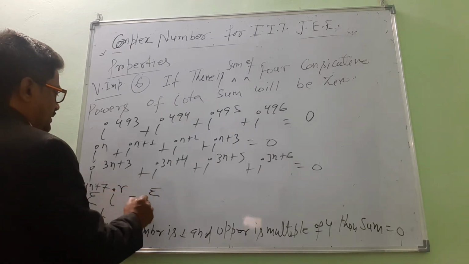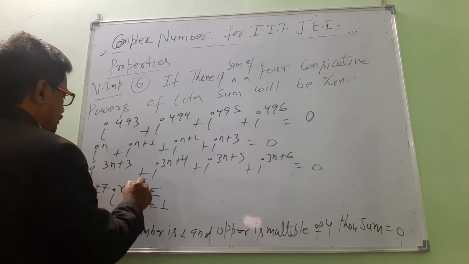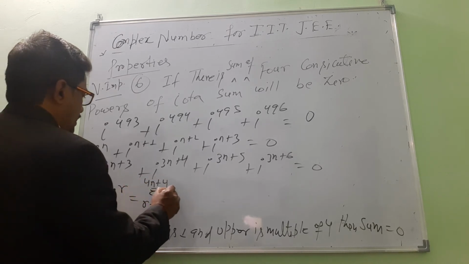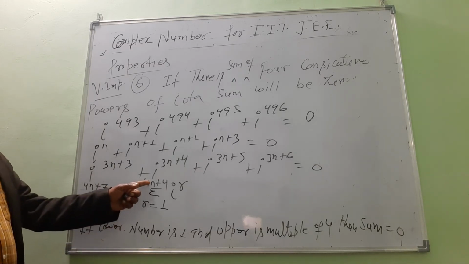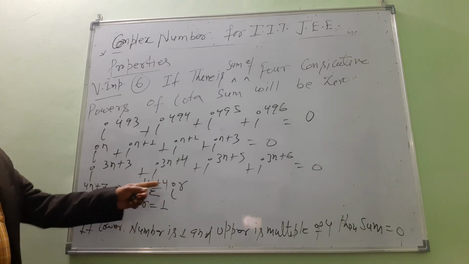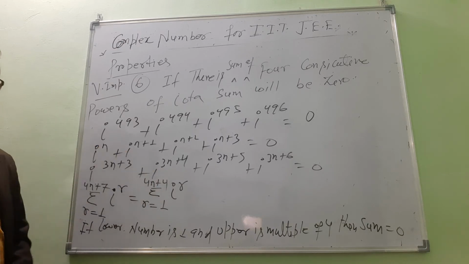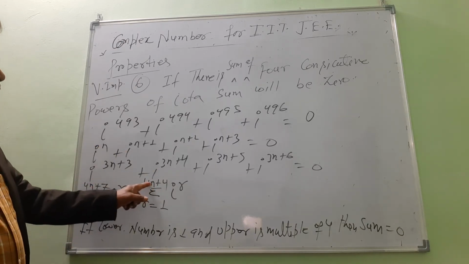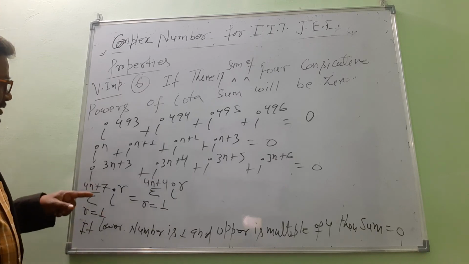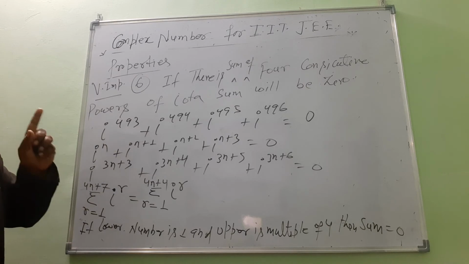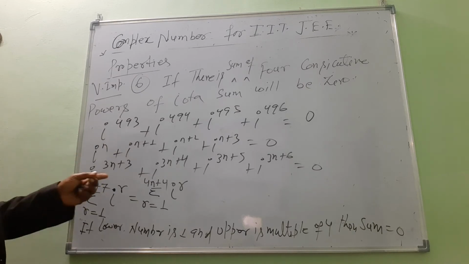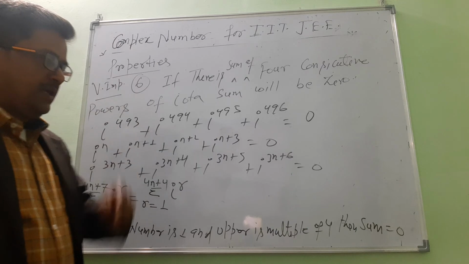We will write like this: sigma r from 1 to 4n plus 4 of iota to the power r. We made the upper number a multiple of 4. Now you can see the upper number is a multiple of 4, so up to 4n plus 4 we have taken. So what's remaining? 4n plus 5, 4n plus 6, 4n plus 7. Clear? We will write them separately.